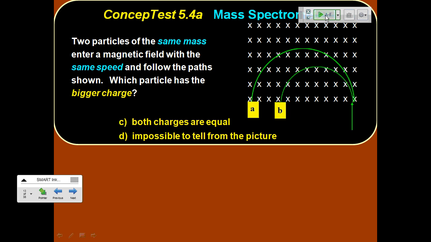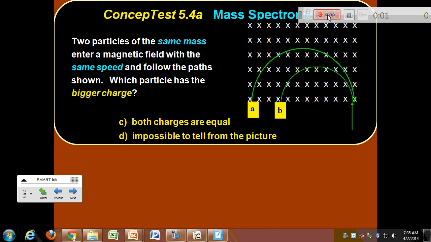Alright, so here we have a mass spectrometer, 2 particles, same mass, same speed. Follow these. Which has the bigger charge? They follow these paths. I want to remember our cyclotron equation: R equals mv over qB. Which has the bigger charge?